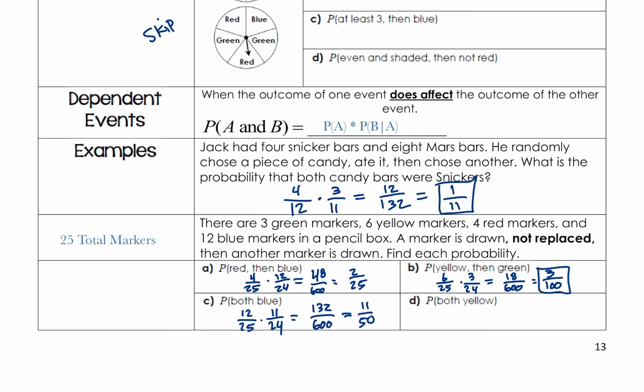And now what's the probability of pulling both the yellow markers out? Well, we've got 6 yellow markers out of the 25. And then when we pull the second one out, we now have 5 out of 24 markers. That's going to give us 30 over 600, which is going to simplify to 1 over 20.